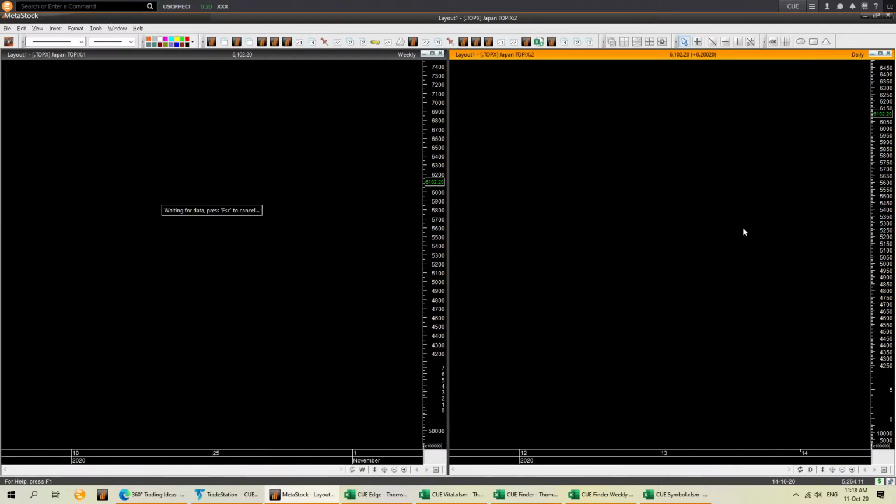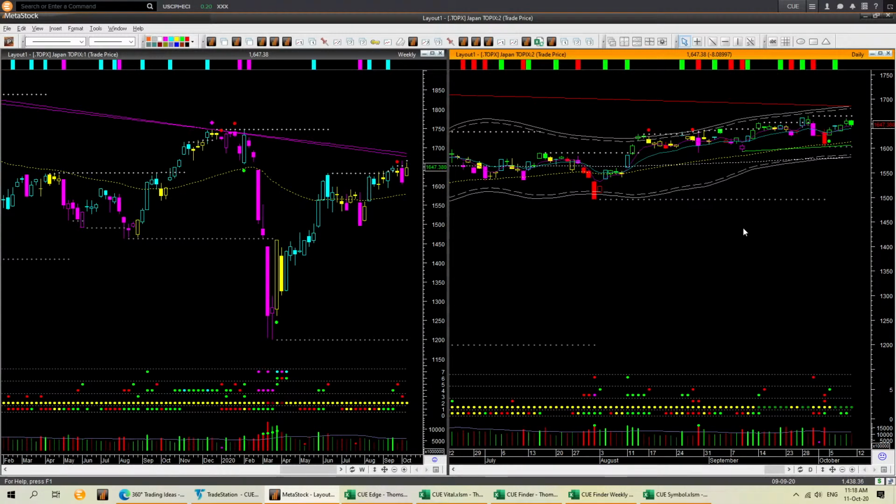Japanese index TOPIX, still range bound. It has trendline resistance, trendline support in daily. Weekly has trendline resistance. For 4 weeks, price is moving sideways, you may say. Japanese market is also range bound.